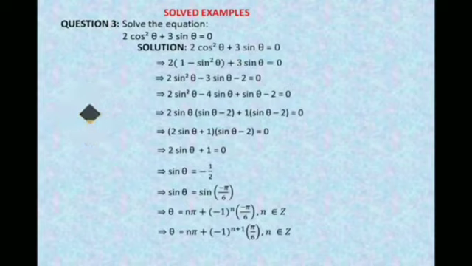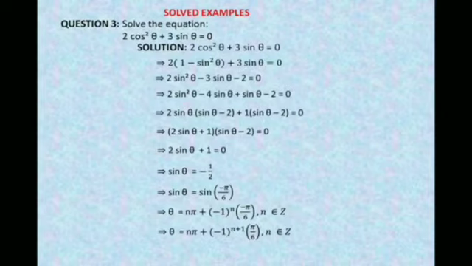Another example, we are taking 2 cos square theta plus 3 sin theta is equal to 0. You just convert cos square in terms of sine, because sine cannot be converted to cos, but cos square can be easily converted to sine square. So we will get an equation in terms of only sine theta. A quadratic equation is coming out, you just get the two values and solve as we did earlier. Sine theta is minus 1 by 2.